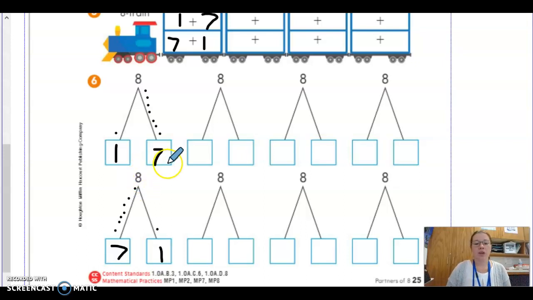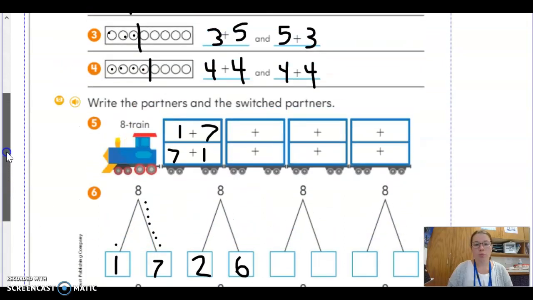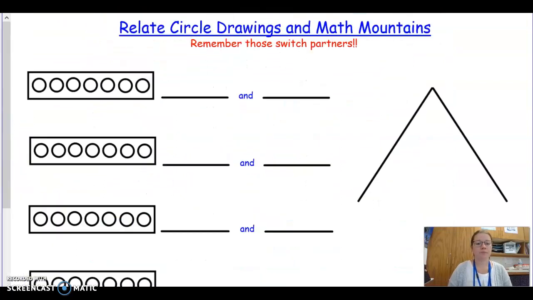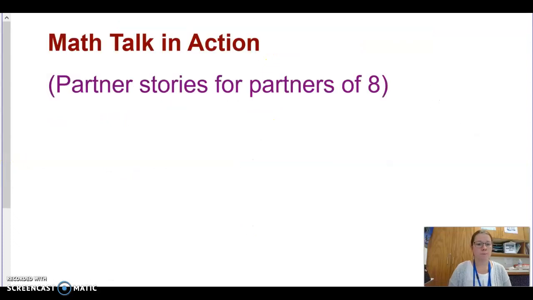8 is at the top. Okay, and then continue on with putting in 2 and 6, 6 and 2. Okay, until you have all the partners of 8 into the math mountains. Okay, and this is what we just did.